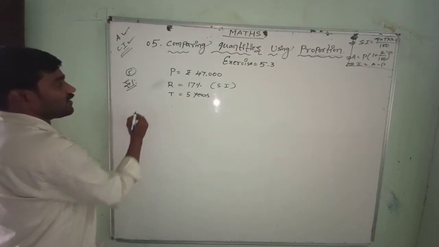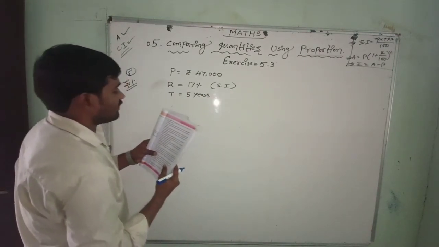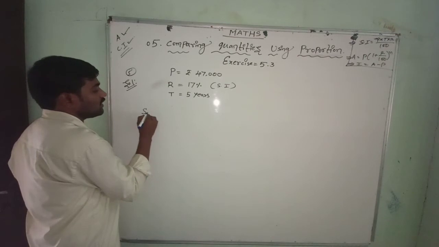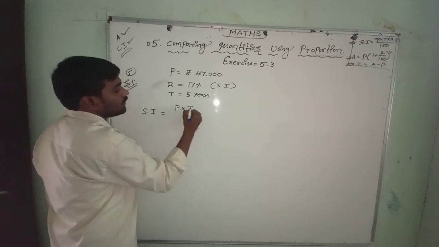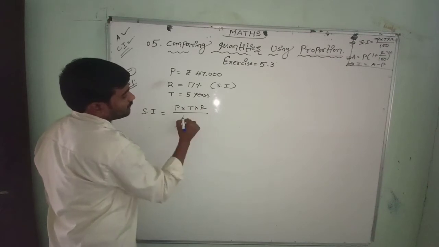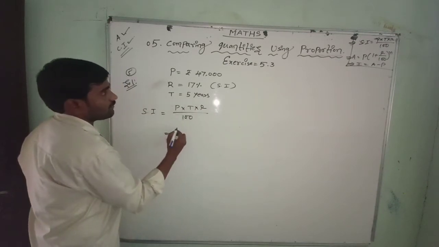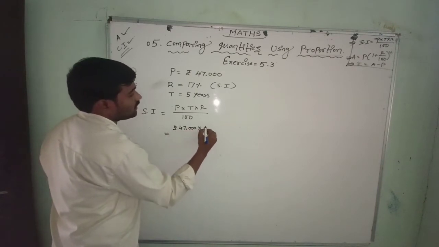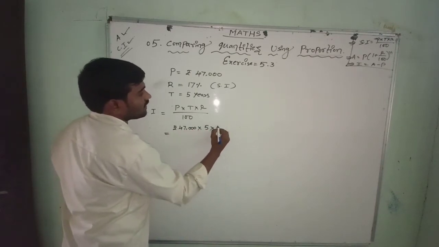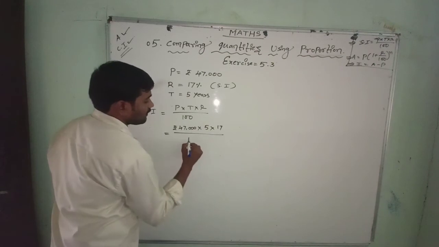This problem already we have done previously. The same kind of question. Now it is a simple interest now. Let us find out simple interest formula, that is P into T into R by 100. That P is rupees 47,000 into T is 5 years. Rate of interest is 17% by 100.